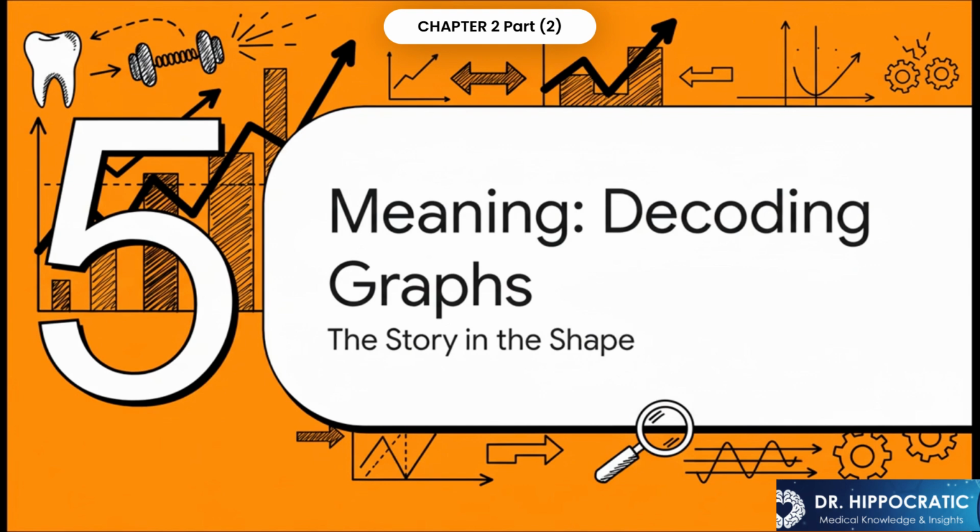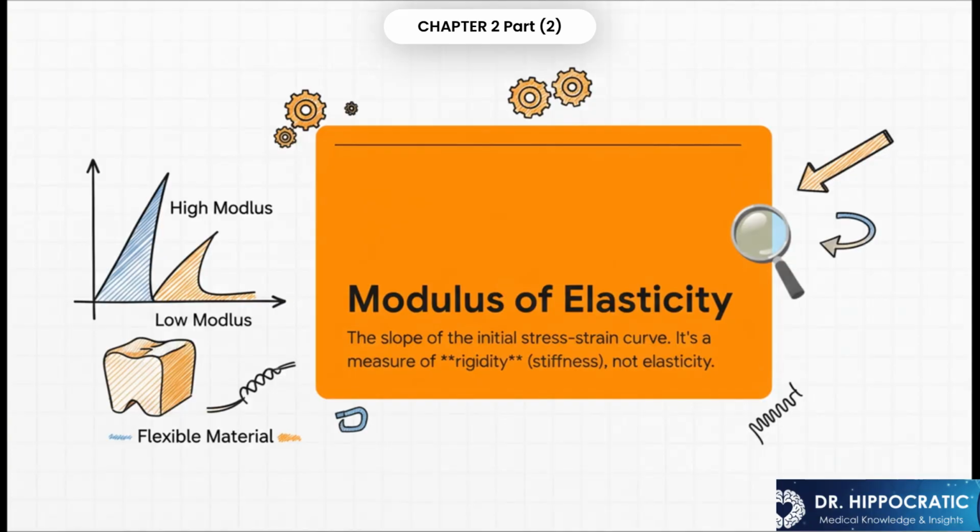So we've built the graph, we've told the story, but the real magic is in reading what that story means. The shape of this curve, it's like a secret code that reveals everything about a material. So let's decode it. Let's start with one of the most important and, frankly, most confusingly named properties, the modulus of elasticity. It's just the slope or the steepness of that initial straight line.